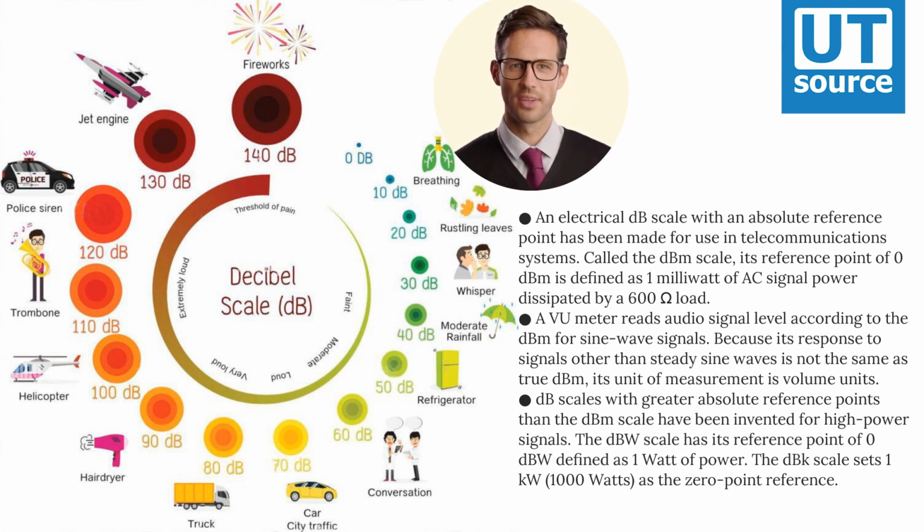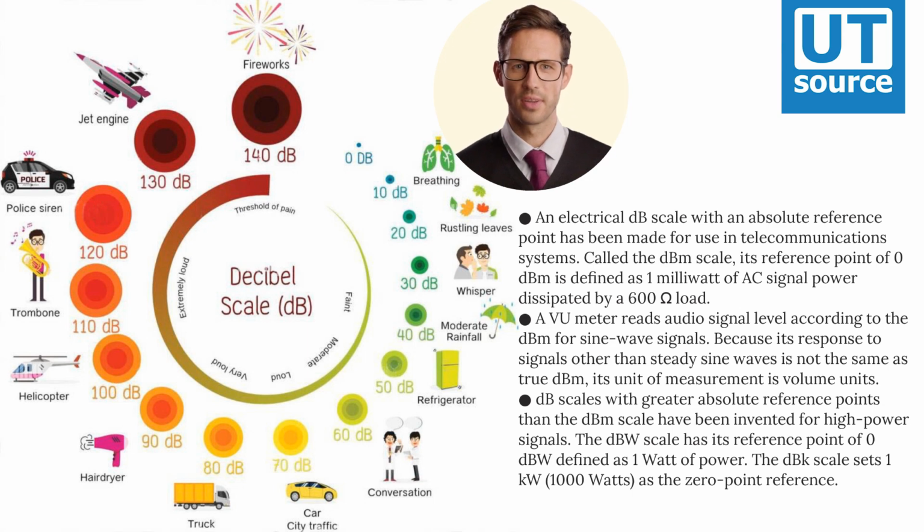A VU meter reads audio signal level according to the dBm for sine wave signals. Because its response to signals other than steady sine waves is not the same as true dBm, its unit of measurement is volume units. dB scales with greater absolute reference points than the dBm scale have been invented for high-power signals.